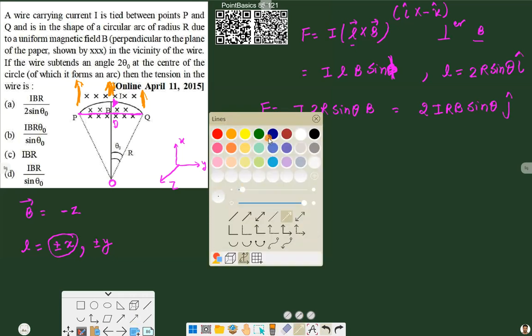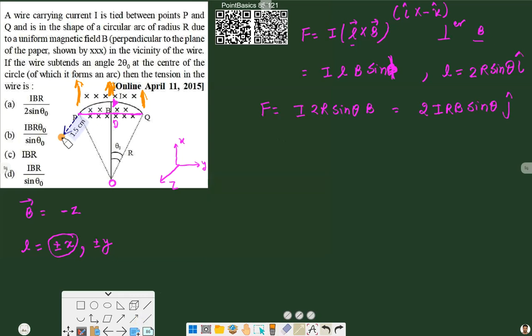Let's suppose there is tension T in the wire such that, because at this point the wire is extended like this, the tension will have this direction, and similarly at the point Q the tension will have this direction. Now we can resolve the tension into two parts further.